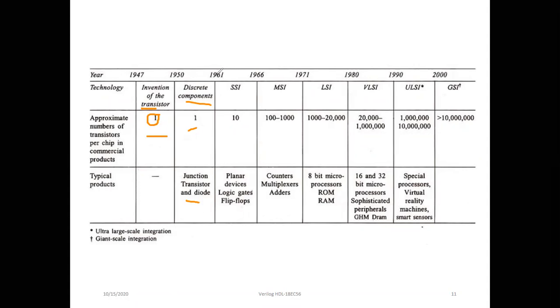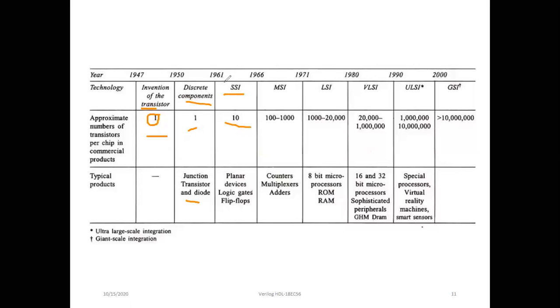But later, during 1961 to 1966, initially it has come as SSI. SSI is nothing but small scale integration. In small scale integration, how many transistors will be there per chip? Totally from 1 to 10 transistors are there in a single IC, that I can call small scale integration. So what are the typical products? Planar devices, the logic gates and the flip-flops. Those things will come under SSI.